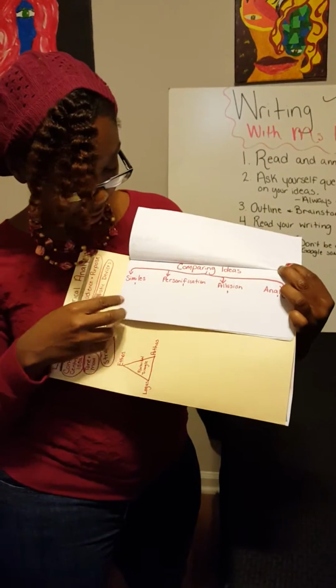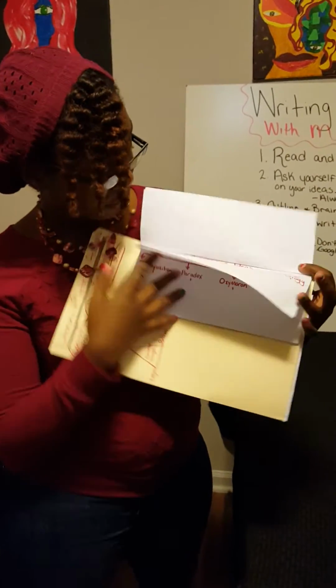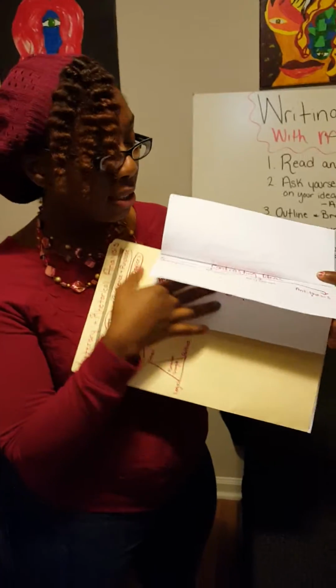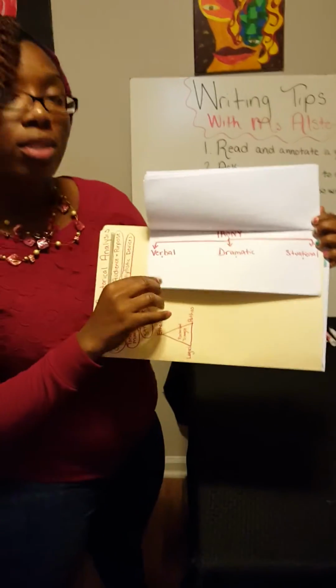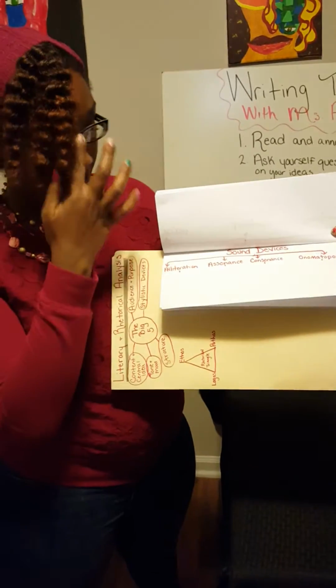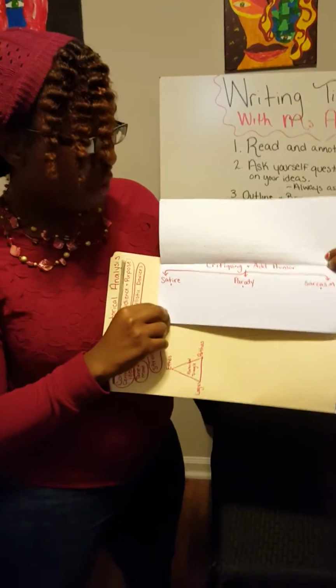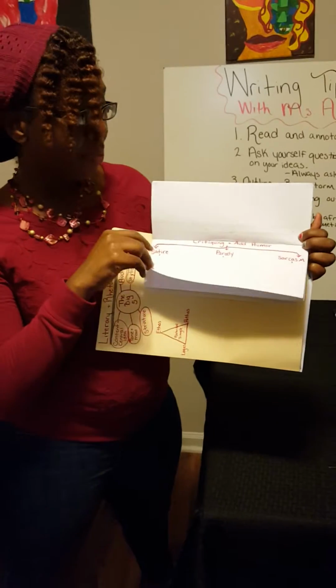We have comparing ideas: similes, personification, allusion, analogies. Contrasting ideas: juxtaposition, paradox, oxymoron, and antithesis. The three types of irony: verbal, dramatic, situational. Sound devices: alliteration, assonance, consonance, and onomatopoeia, which is always funny to say, and it never looks the way it's spelled. Then we have critiquing and adding humor. So we have satire, parodies, sarcasm.